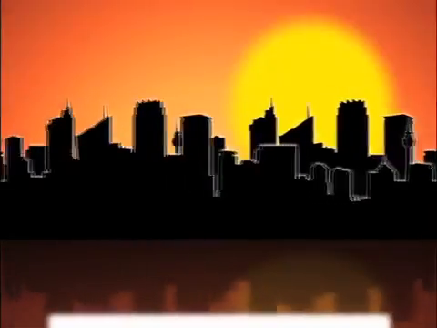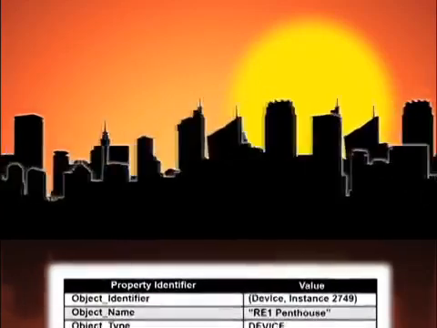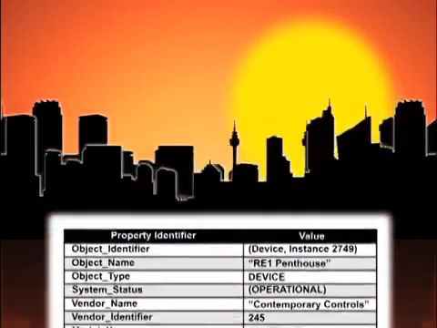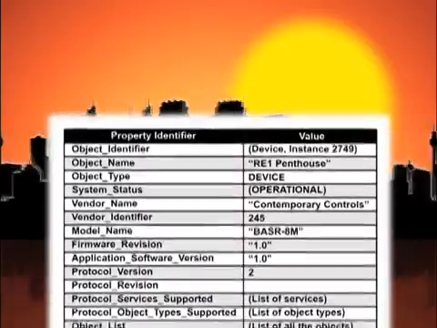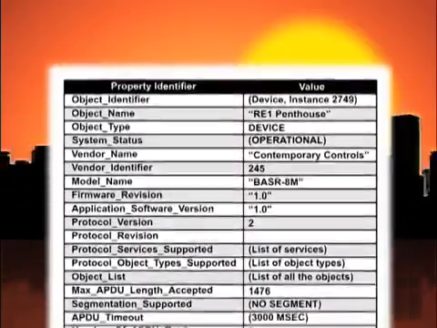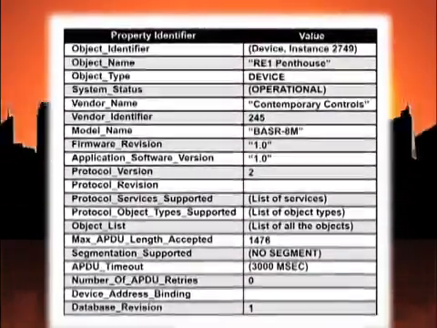Each object type has a defined set of properties. The values of the individual properties characterize the object. The number and type of properties varies with the object type.